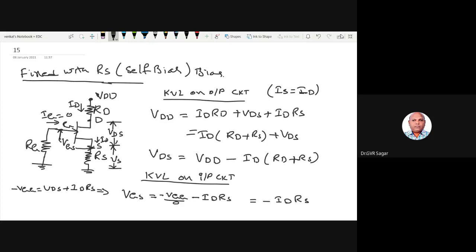Sorry, VGS. So VGG minus VGG is equal to VGS plus ID RS. Since VGG is not there, this becomes 0. So VGS is equal to minus ID into RS. So these are the two equations you have to remember, right? We are writing VGS and VDS.